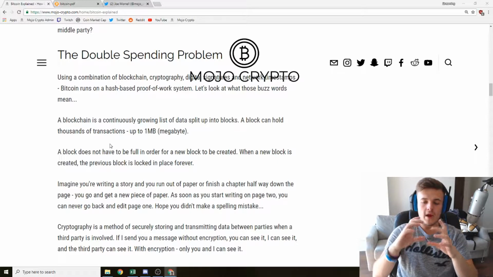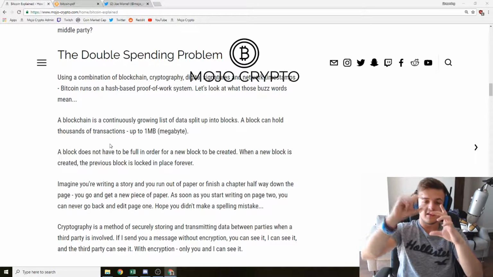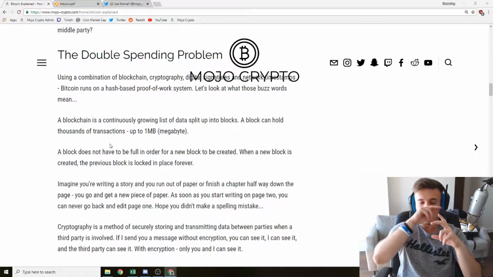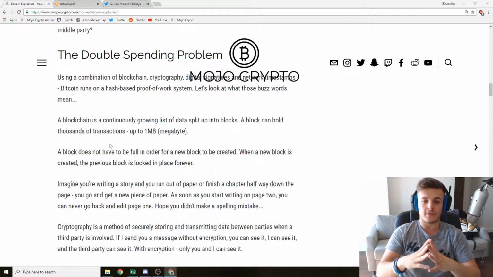So when a new block is created, so we filled this one out, a new block goes in. This beginner block, this first block, can never be edited ever again. So that's permanently locked in place forever. So it's censorship resistant. Nobody can edit it. It's locked in place forever.